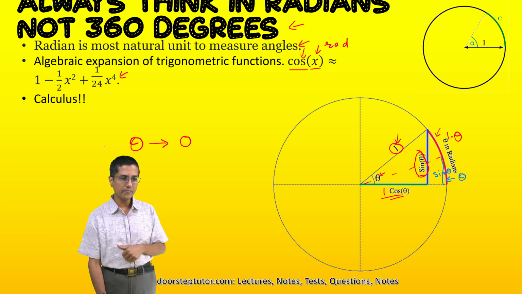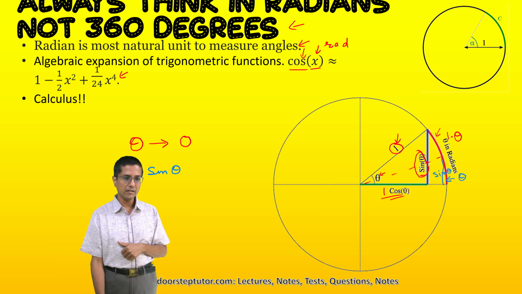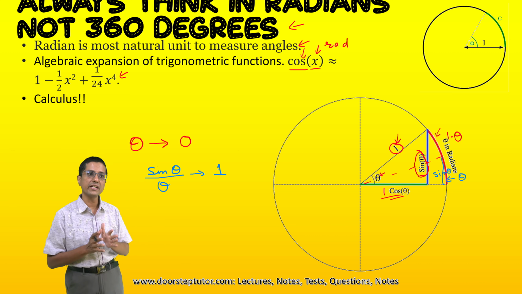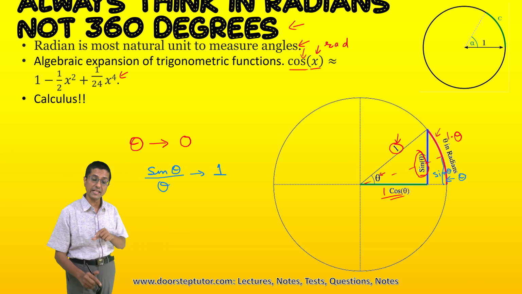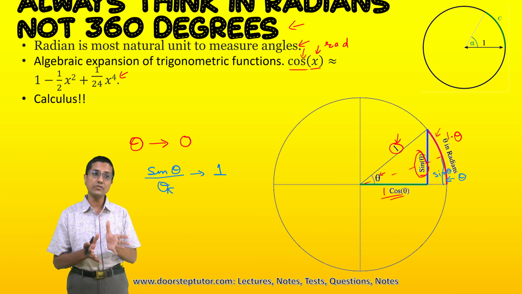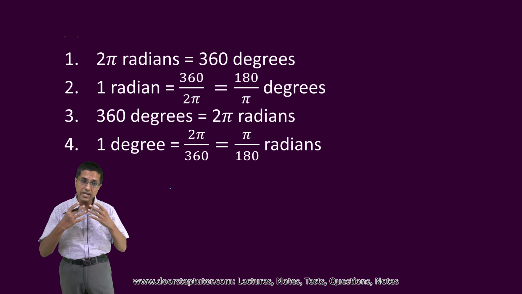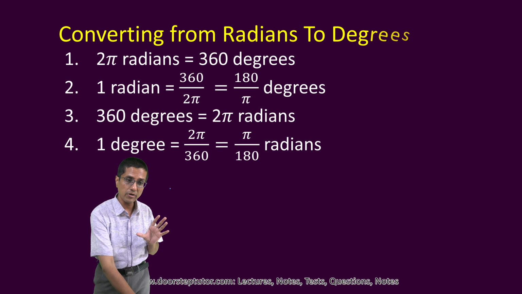So what does it mean? It means that as theta approaches 0, sine theta by theta will approach 1. And that is a very important result in calculus. This result only holds true if theta is in radians. So there are a number of advantages of thinking in terms of radians. It is a very important concept.